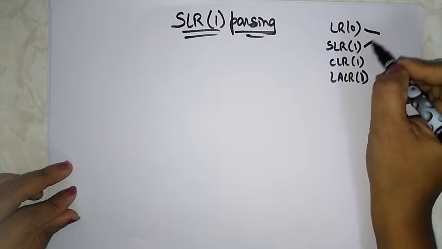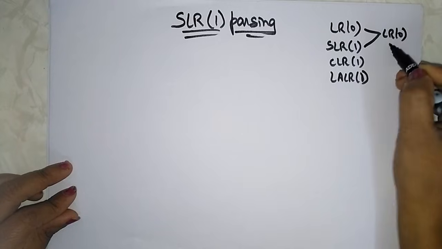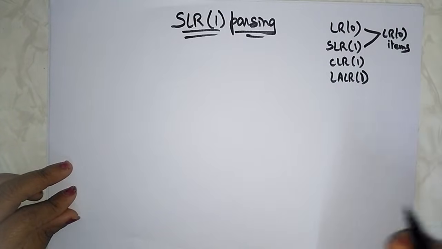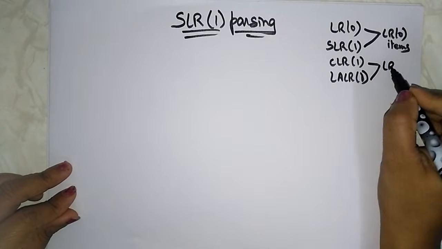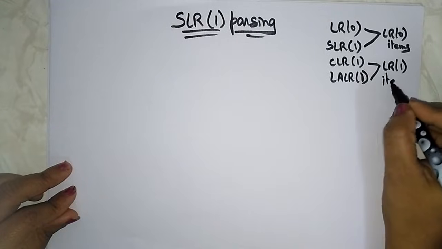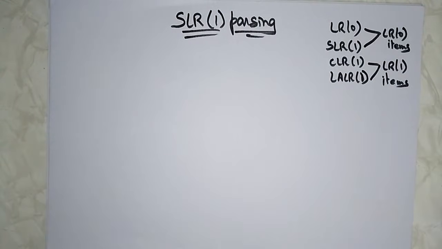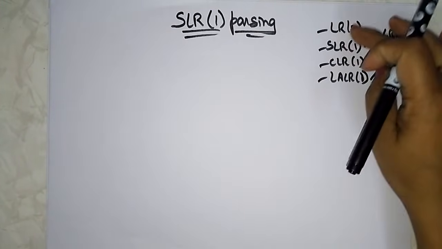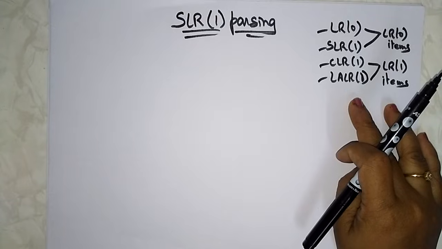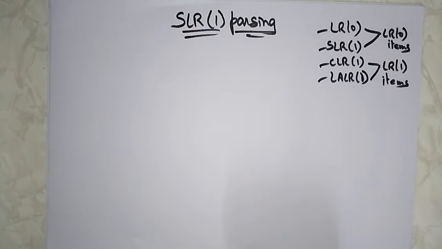LR(0) and SLR use the LR(0) items, the canonical collection of LR(0) items, to construct the parsing table. Whereas CLR and LALR use the canonical collection of LR(1) items to construct the parsing table. Whatever parsing technique you take, the only difference is the parsing table. Each one has its own parsing table and the remaining steps are all the same for all these four parsing techniques. LR(0) I already explained in the previous video.